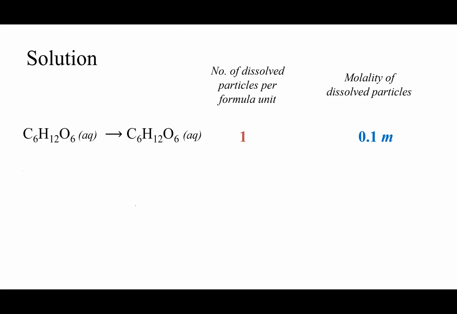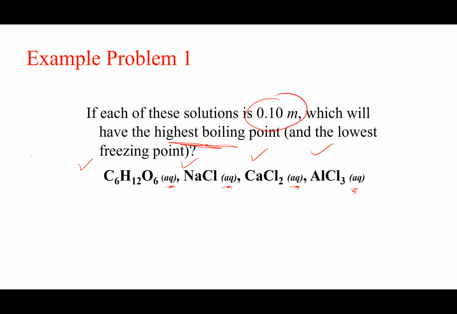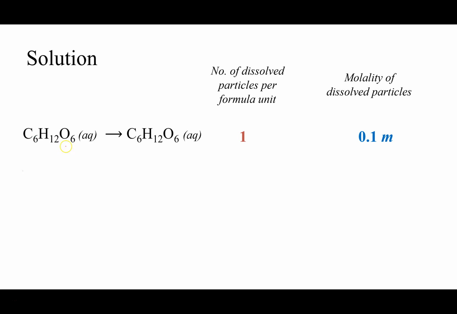Okay. Well, let's take them one by one. So this, I think, is glucose. This is just sugar, dissolving sugar in water. Well, sugar is molecular, and hopefully you know that when you dissolve it in water, it doesn't ionize. So in this case, you get one bang for your buck. So the effective molality is 0.1.